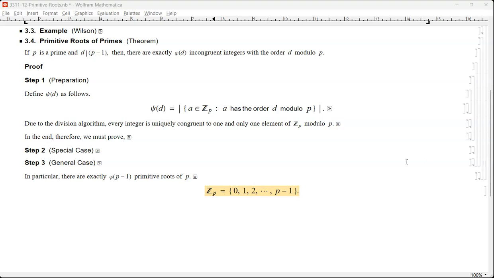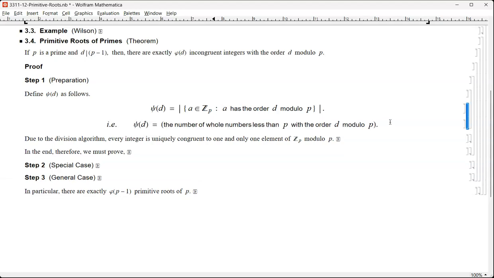And then among those, a has the order d mod p. So in short, the number of elements of that set means the number of whole numbers less than p with the order d modulo p. That's what it means.